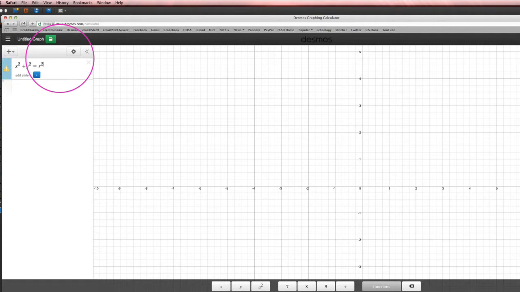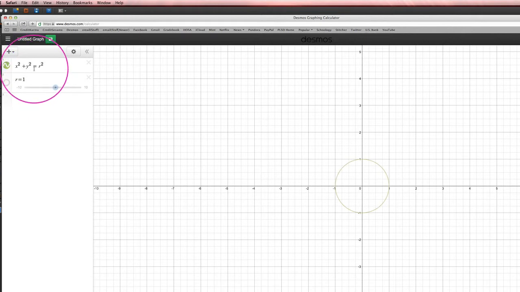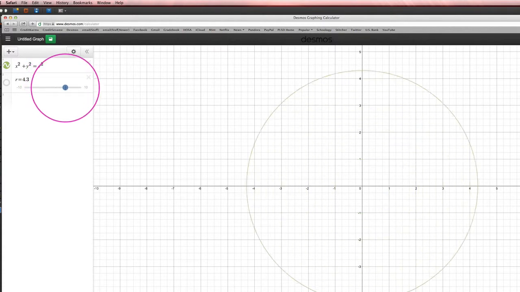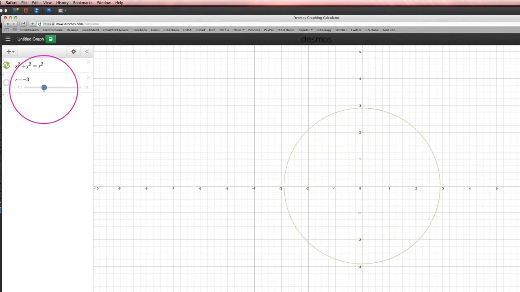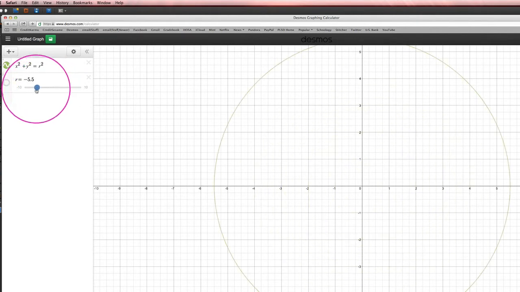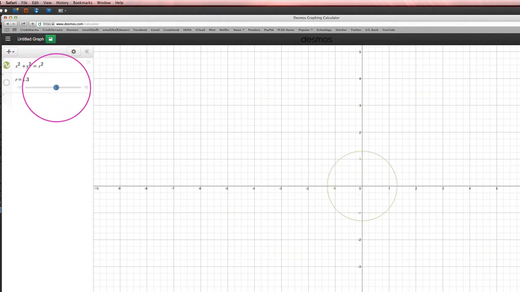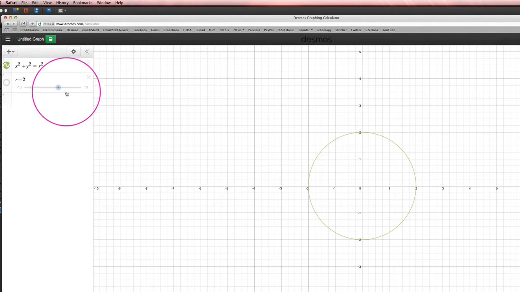You'll notice it's going to ask me if I want to put a slider in. This slider actually allows me to change the value of r to whatever I want as I slide this. And you can see as I slide this to the right, the radius of the circle is increasing, and as I slide to the left, it's actually also increasing. The reason why, even with negatives, it increases is because when you square a negative, it still becomes positive, okay?